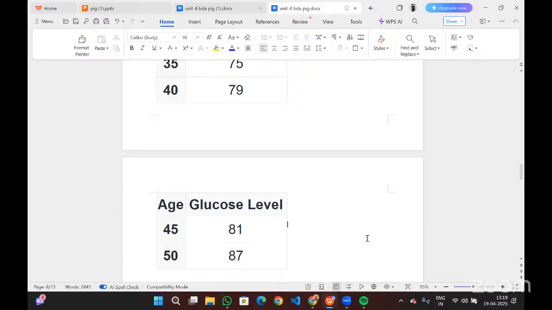Yes, have you found out? Then find the total value of all of them. That is the total of age, total of glucose level, next x square, xy and y square. Calculate them.